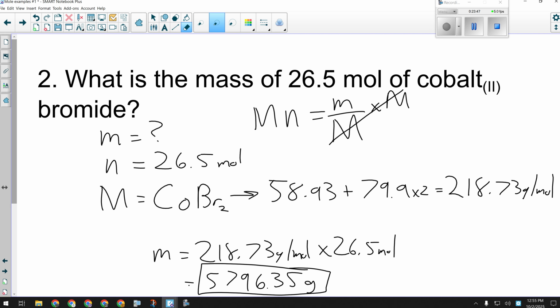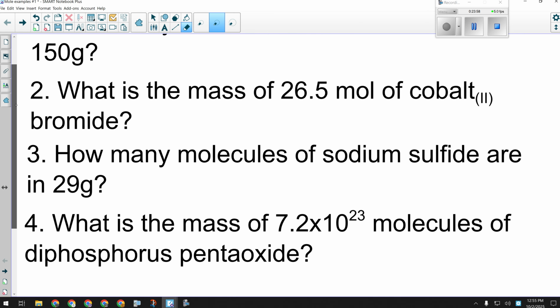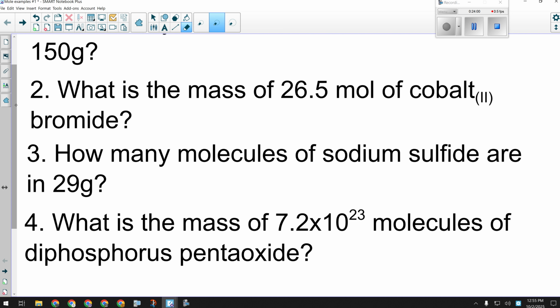Okay, making sense? All right, now you know on the type 3 and 4, you are going to have to use Avogadro's number, either multiplying or dividing by it, that's all you ever do with it. All right, give you a few more minutes to get ahead.